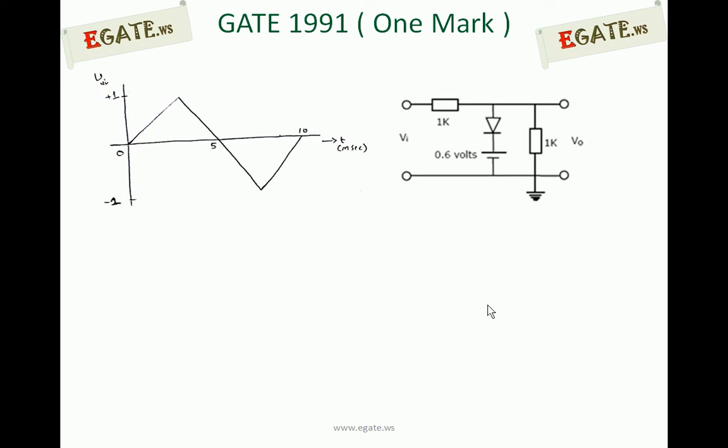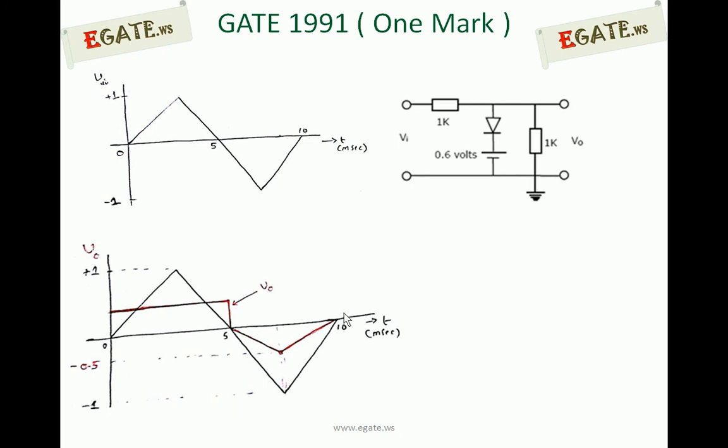Now based on those two things, during the positive half cycle, the output is 0.6 volts. During the negative half cycle, the output is half of the input voltage. So this is the output waveform: during the positive half cycle it is 0.6 volts, and during the negative half cycle it follows this shape.